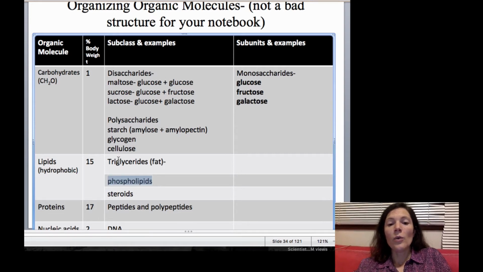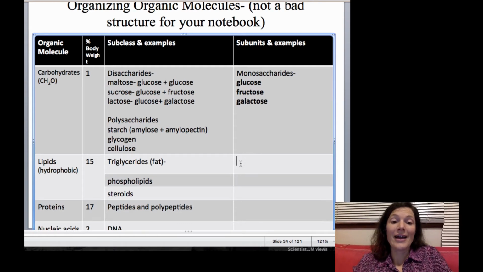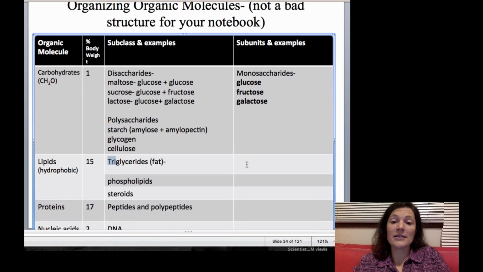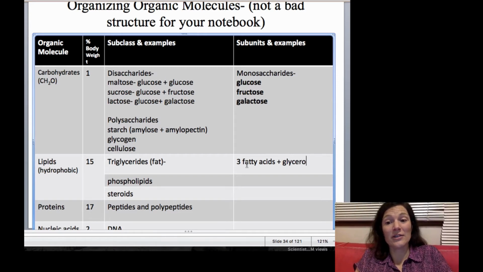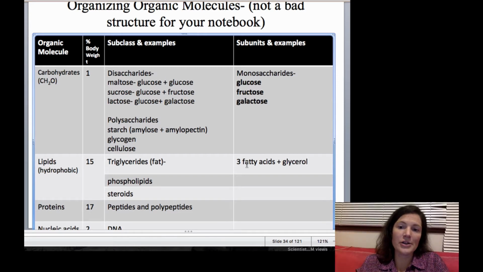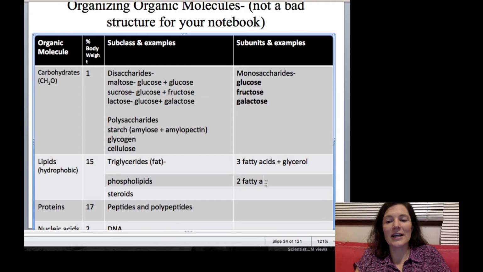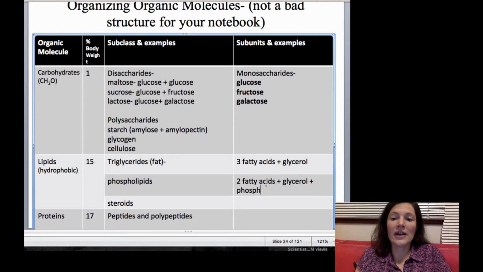So you looked at a triglyceride, and what we looked at the day before was that a triglyceride is made of 3 fatty acids. And then that glycerol is actually a carbohydrate, so it's carbon, oxygen, hydrogen. A phospholipid, we're going to look at these in a second, is 2 fatty acids plus glycerol plus a phosphate.